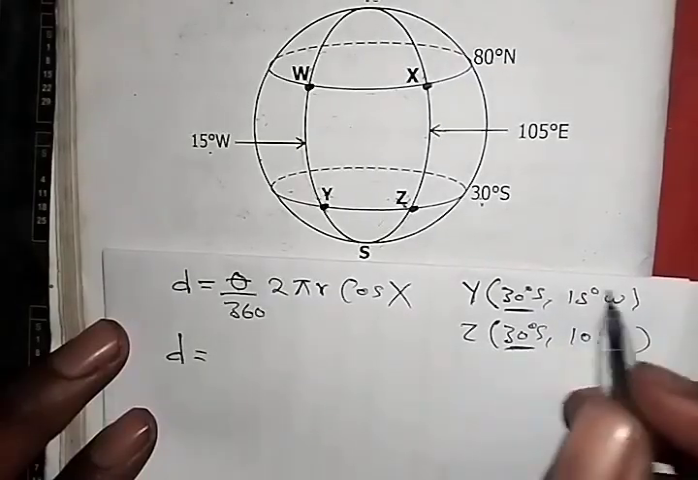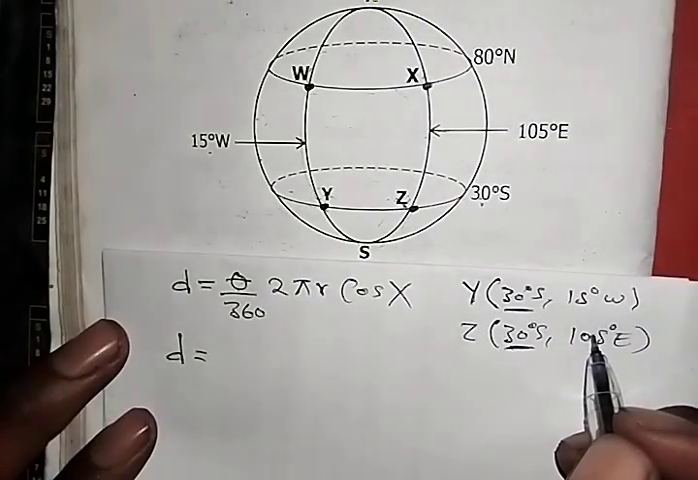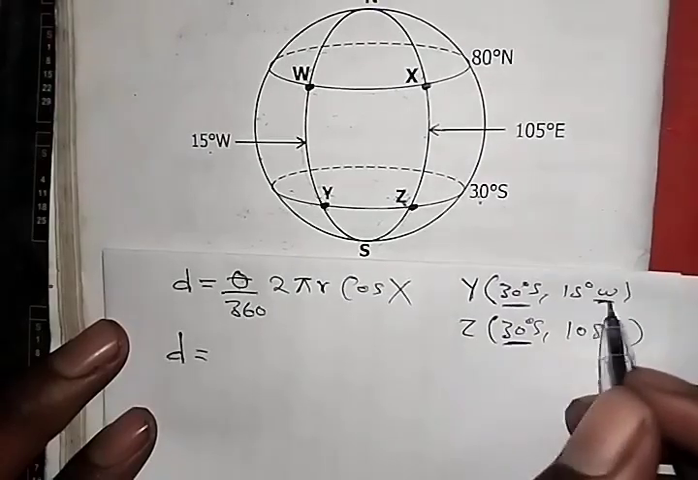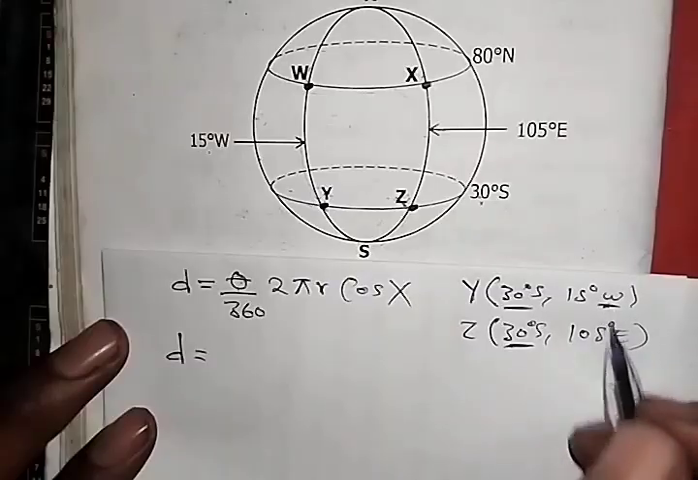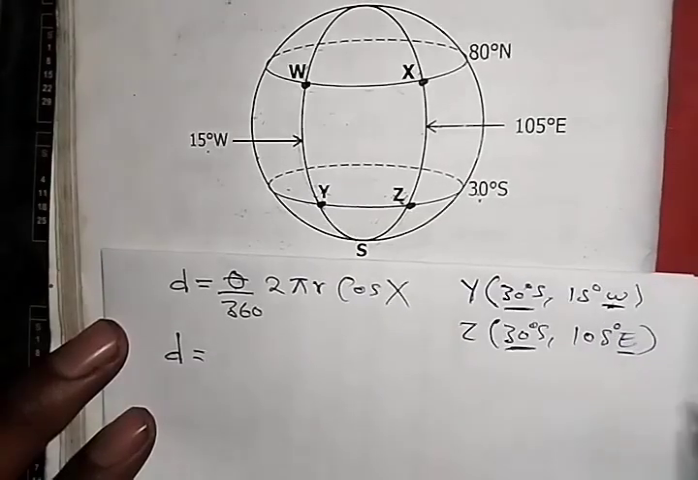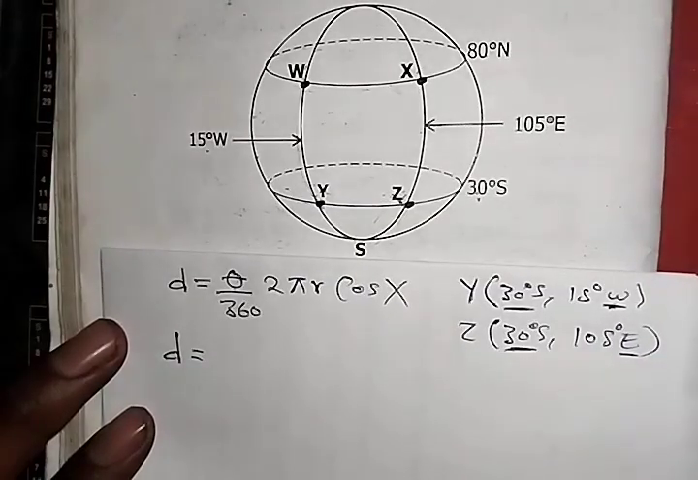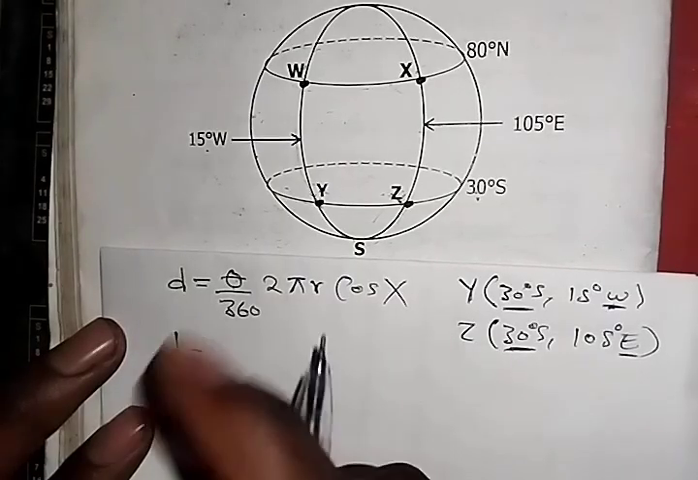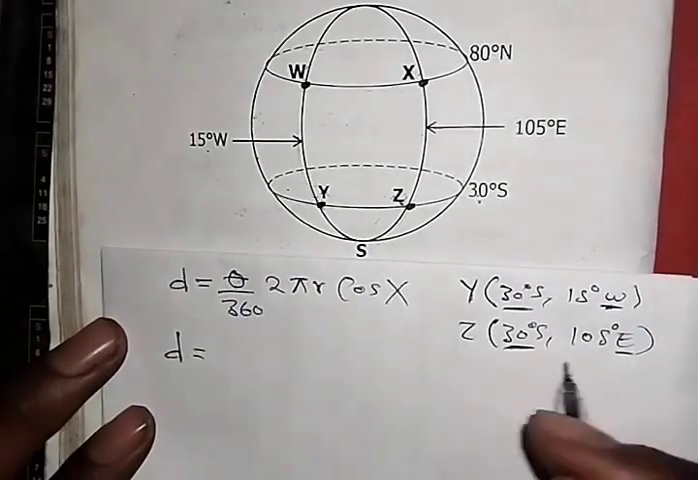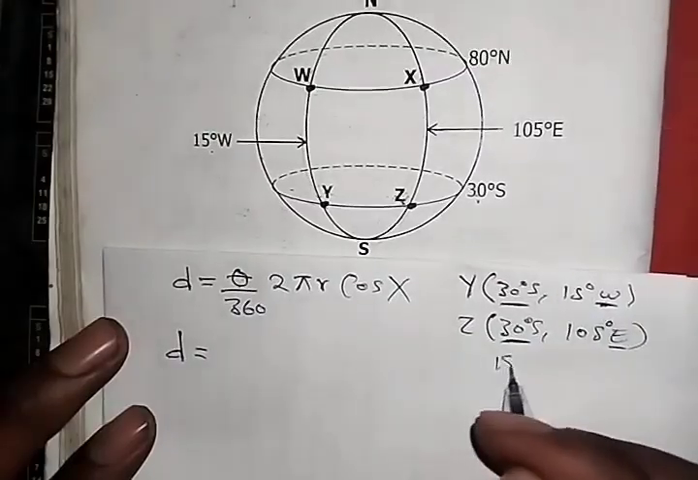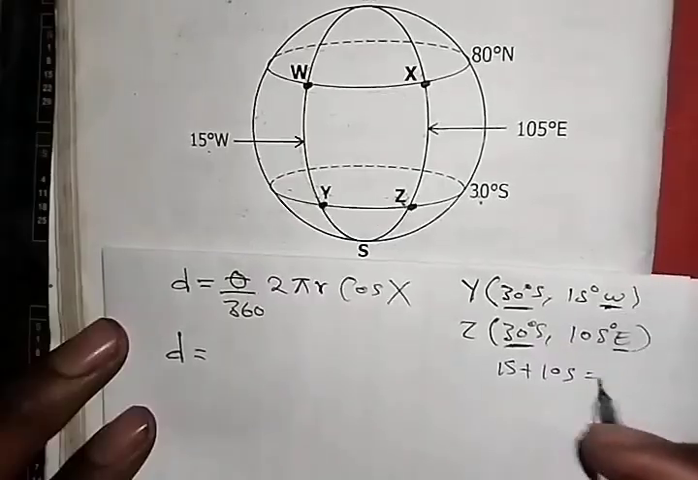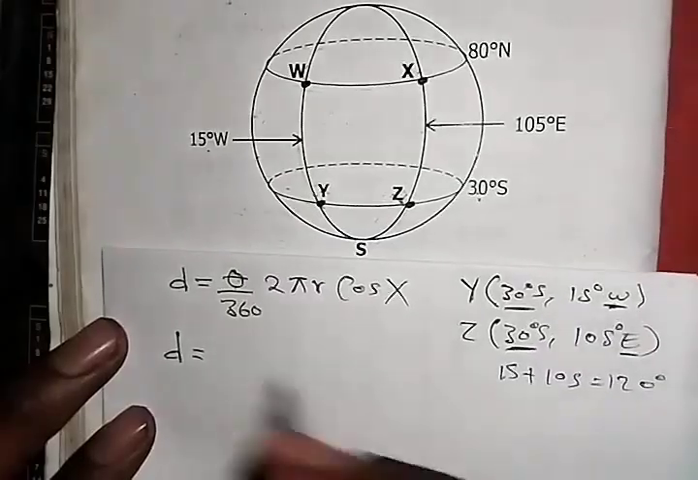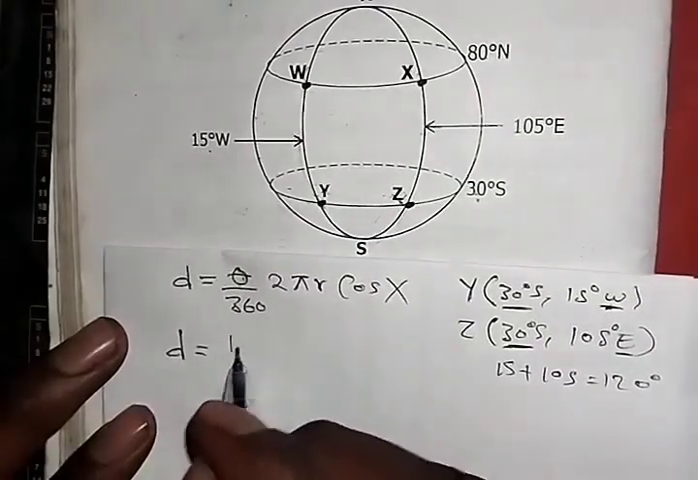So the difference is on the what? On the longitude. We have west and east, different hemispheres, so we add. This simply means that we have to add 105 plus 15. When you add 105 plus 15, you get what? 120. So that simply means theta is 120 degrees.